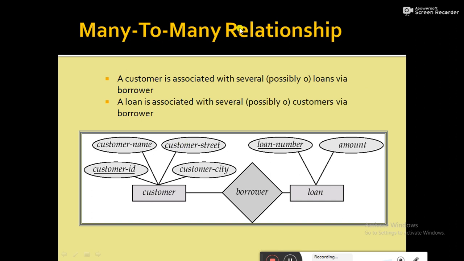And then many-to-many relationship. In that example diagram, the relationship set borrower is many-to-many from customer to loan. Why? Because the edge from borrower to customer and the edge from borrower to loan are both undirected lines. If these are undirected lines, then it should be treated as a many-to-many relationship. Many-to-many means a single customer may be associated with any number of records in the loan entity. Similarly, a single loan entity in the entity set loan may be associated with any number of customer entities.